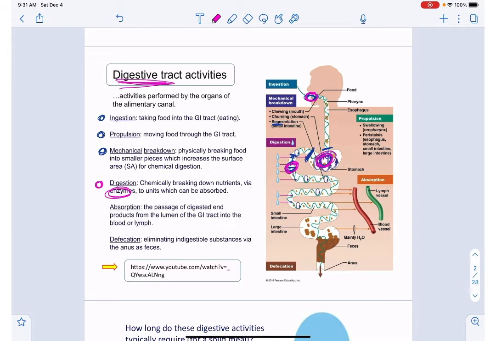Carbohydrates, proteins, and lipids are all going to be digested in the small intestine. This is where the vast majority of digestion occurs, and all the macromolecules are broken down, are digested in this location.